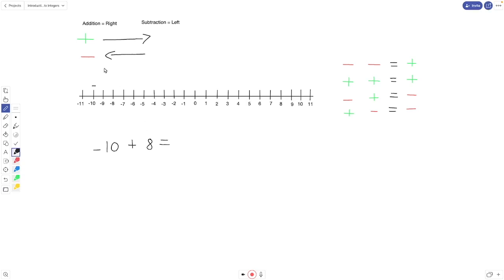So to do that, we're just going to count. 1, 2, 3, 4, 5, 6, 7, 8. And we arrive at negative 2. And that is our final answer for that question.